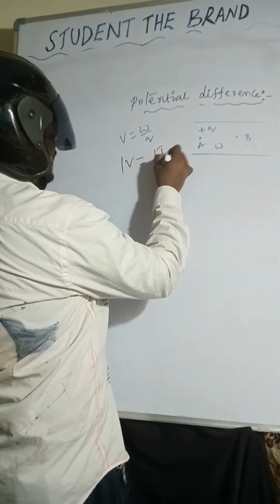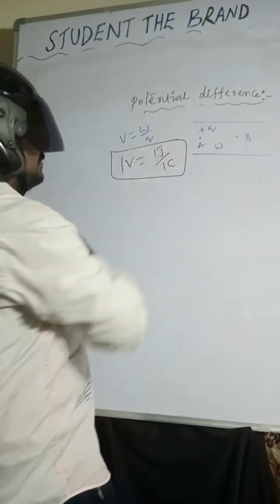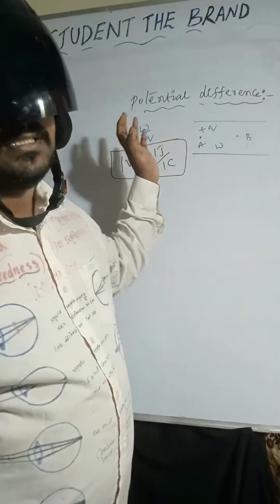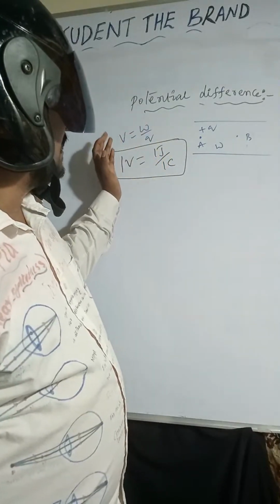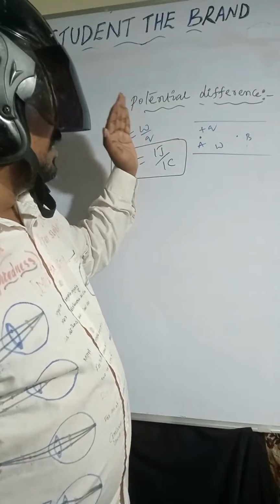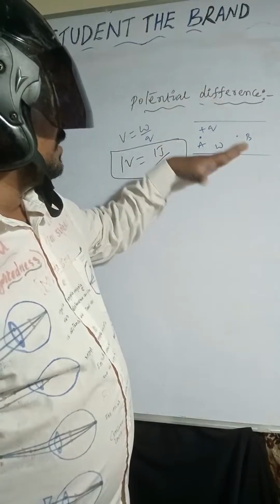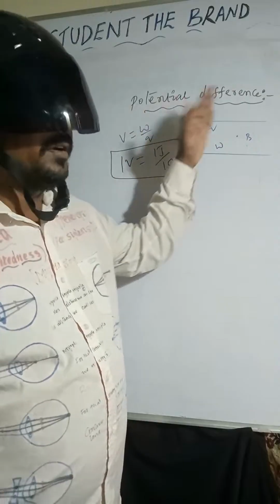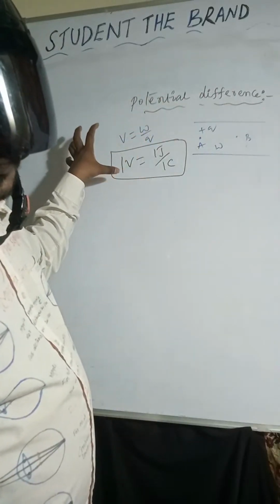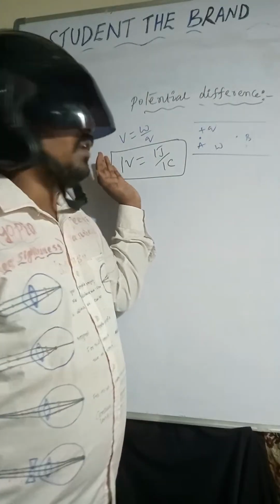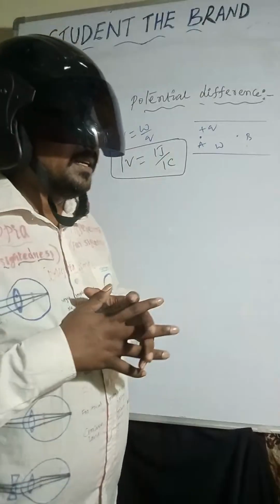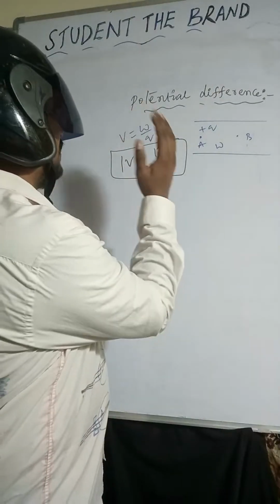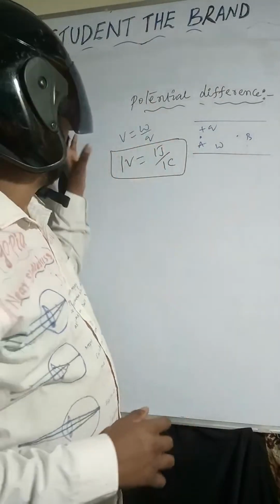The SI unit of work is joule. The SI unit of charge is coulomb. 1 volt is defined as 1 joule of work done to bring 1 coulomb of charge from one point to another point within the conductor. That is called potential difference.